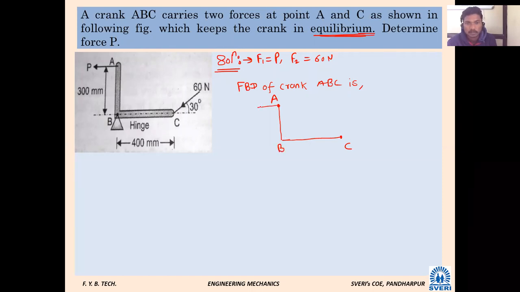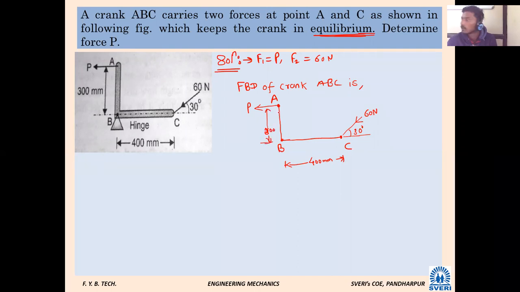Here a force P is applied at a point. Another force of 60 Newton acts at 30 degrees. Here it is point B. These distances are also given: 400 mm, and this one is 300 mm.